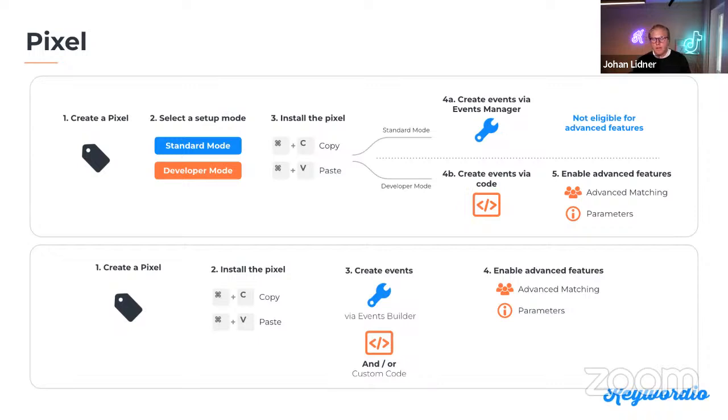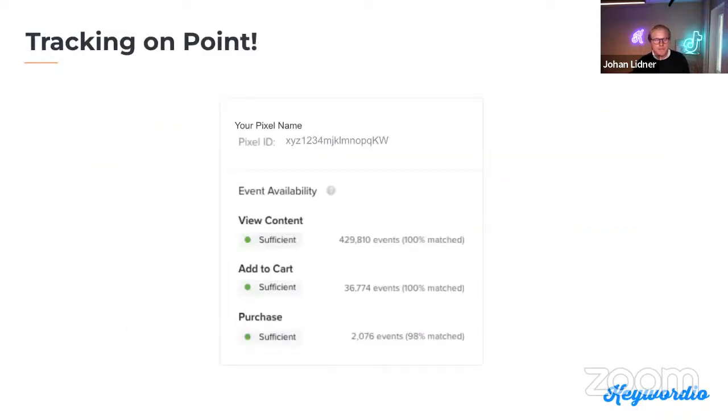Then you create the events via Events Builder or a custom code. And then you enable the advanced features like advanced matching and parameters. So it's quite easy, depending on which website you have. It can take something from like 2 minutes up to a couple of weeks, but it depends on your website. So if you need help with this, just let us know and we are more than happy to help.